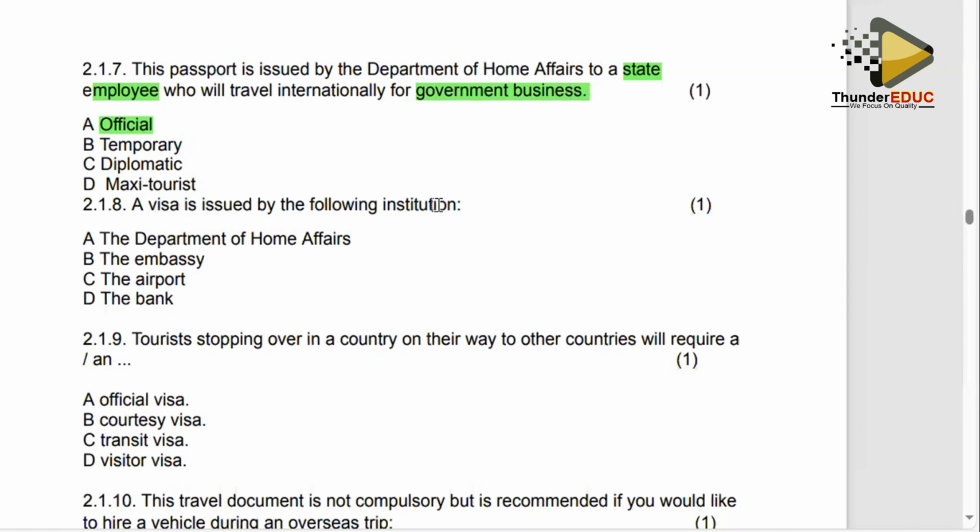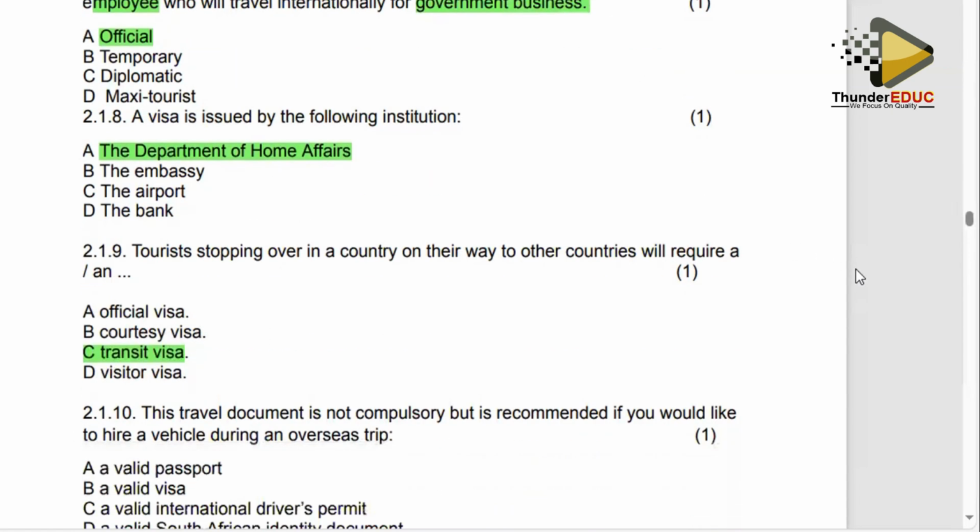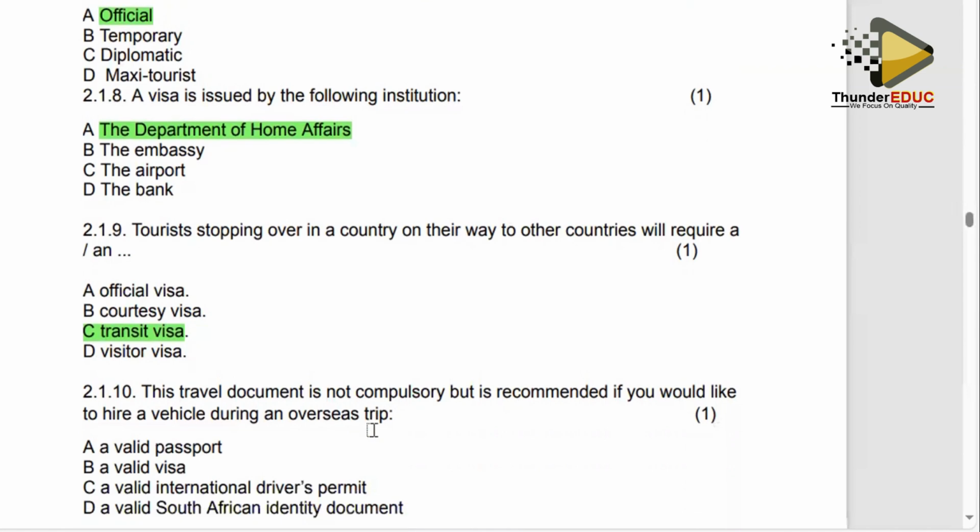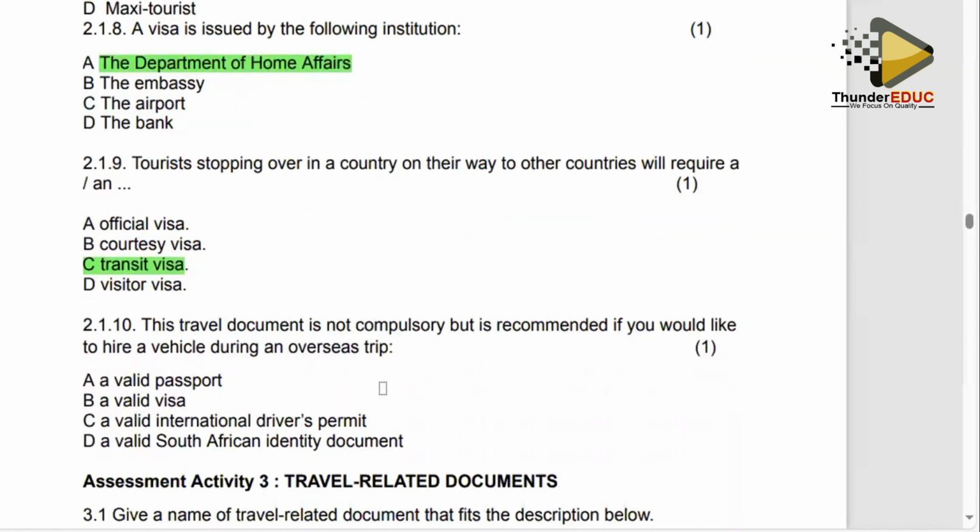Then a visa is issued by the following institution. In this case, a visa is issued by the Department of Home Affairs. The Department of Home Affairs is the one responsible for issuing visas. 2.1.9, tourists stopping over in a country on their way to other countries will require a visa, which is known as a transit visa. So C will be our correct answer. Moving on to 2.1.10, this travel document is not compulsory, but is recommended if you would want to hire a vehicle during an overseas trip. So this type of document is known as the valid international driver's permit.